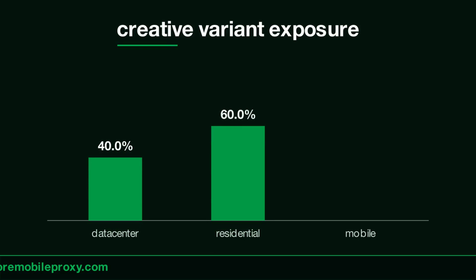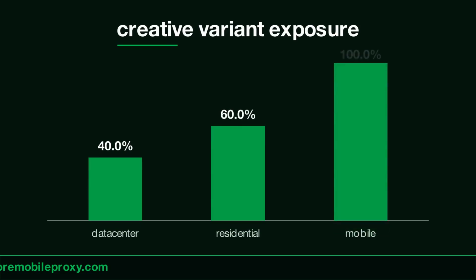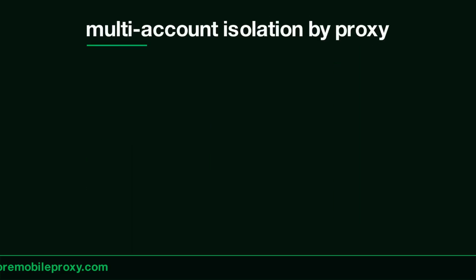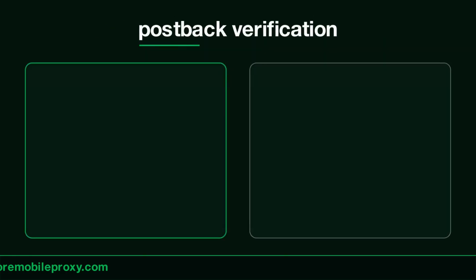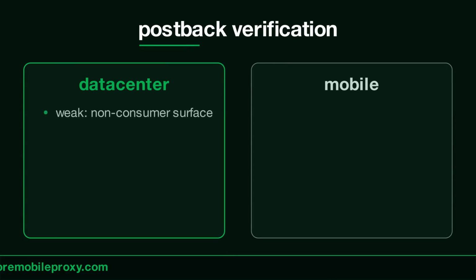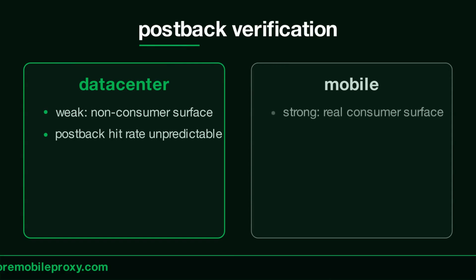Now the trust-type comparisons for offer QA. Data center is low because the offer often does not fire. Residential is medium. Mobile is high. For creative variant exposure, data center is partial, residential is partial, mobile is full. For account isolation, residential is medium, mobile is strong because carrier IPs look like consumer subscribers. For postback verification, data center is weak, residential is medium, mobile is strong.